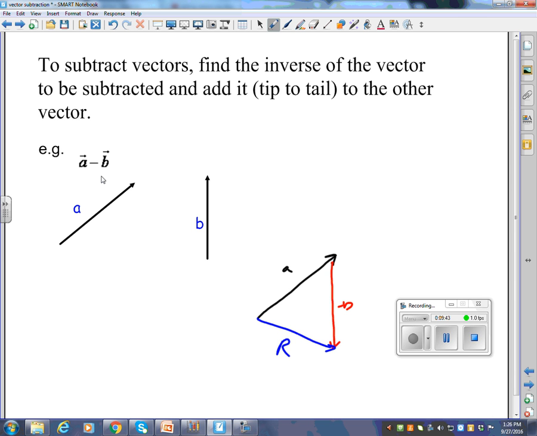Add the opposite. How do we add? Tip to tail. Did I take two numbers and add them together here? Did I take two numbers and subtract them? No. In fact, there aren't even any numbers here, and there's a reason for that. As soon as I get you to do something, people just take 10 minus 4, 6. Have you not been listening? Do not subtract the numbers.